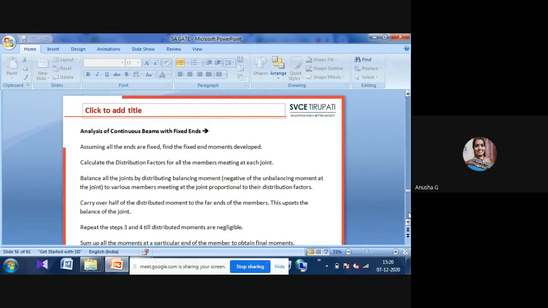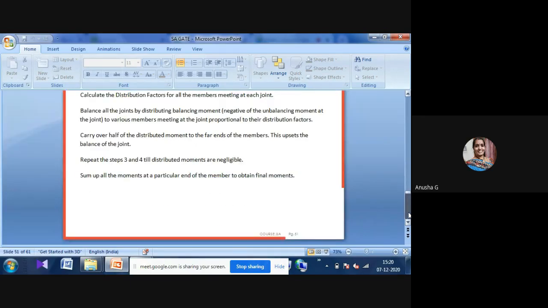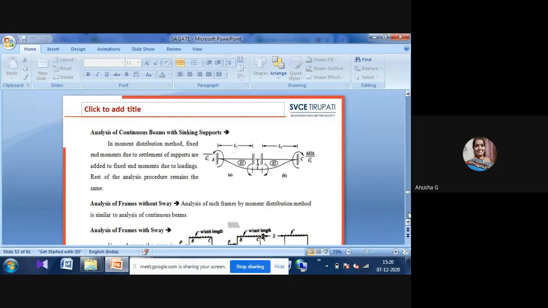And then continuous beams with fixed ends. We are assuming that all the ends are fixed here, and then we calculate the distribution factors, carry over half of the distributed moment, and then repeat the same procedure 3 or 4 times. Again, in the moment distribution method there can also be sinking supports. For that, we take them into consideration by using the frames.